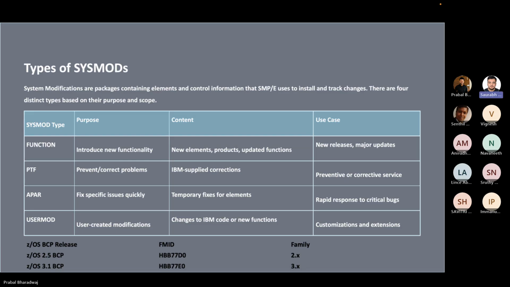We understand about sysmod. We understand about SMP. We went a little into the basics of the CSI definition. Okay, let's proceed further. Now we know what a sysmod is. The next step is to understand that not all sysmods are the same. There are types of sysmods, and SMP knows those types. One is function sysmod.